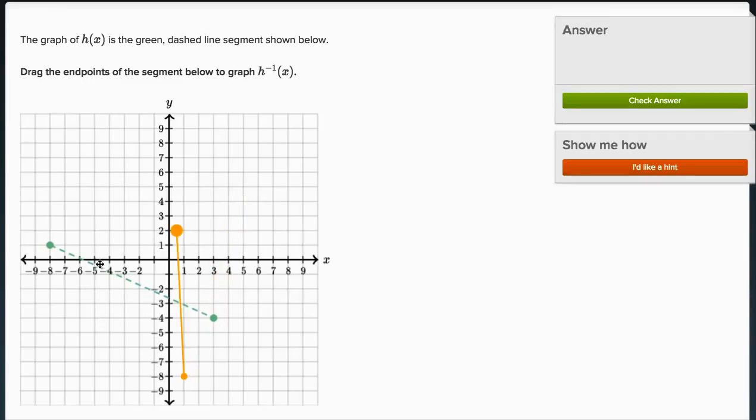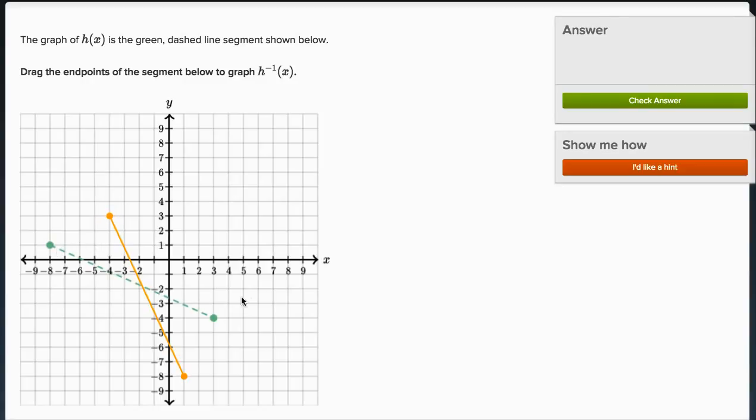So let me just move this a little bit out of the way. On the other end of h of x, we see that when you input 3 into h of x, when x is equal to 3, h of x is equal to -4. So this point shows us that it's mapping from 3 to -4. So the inverse of that would map from -4 to 3. So if you input -4, it should output 3.